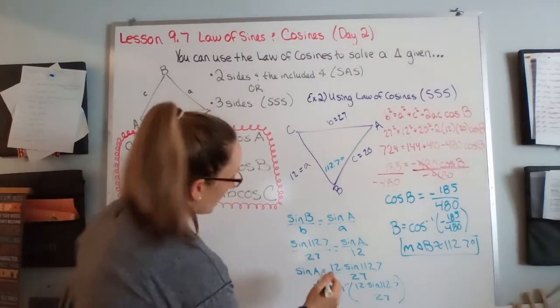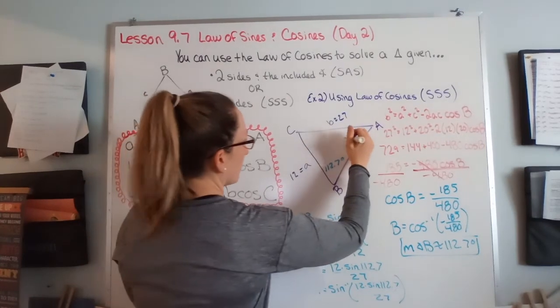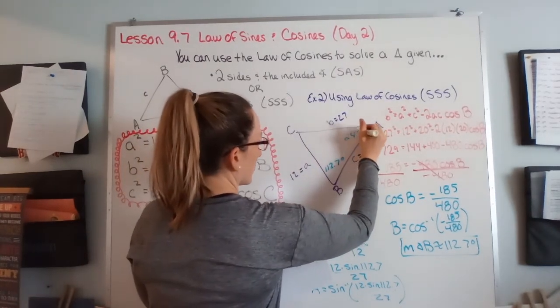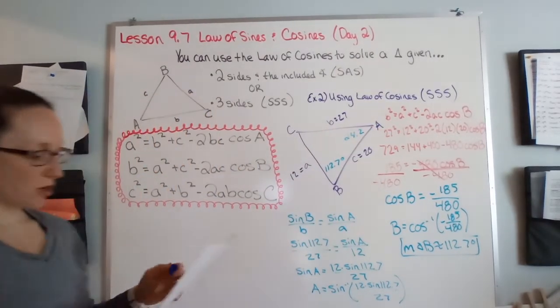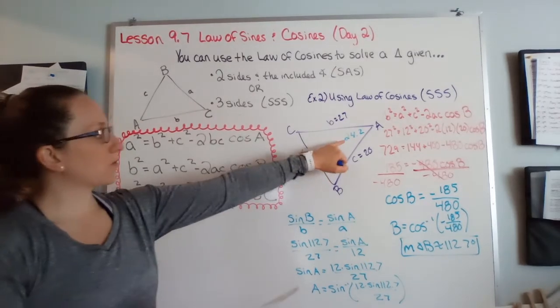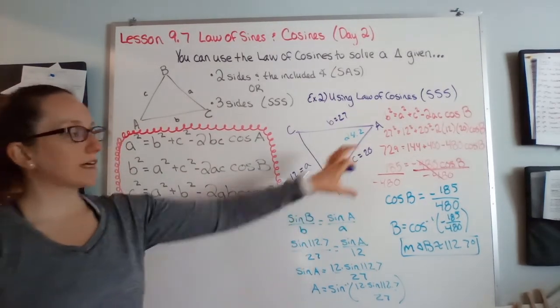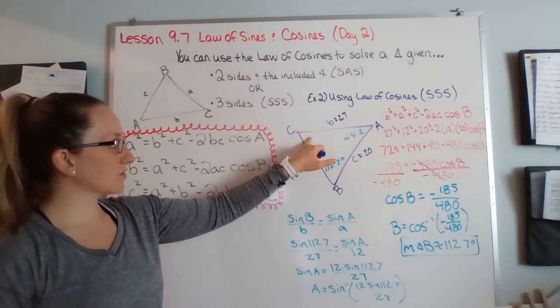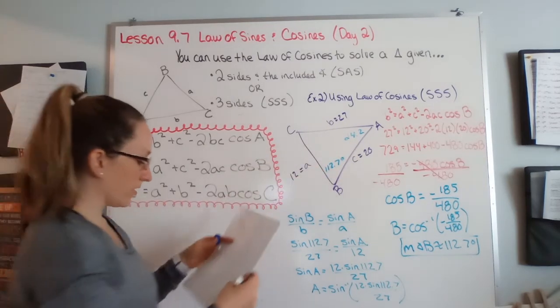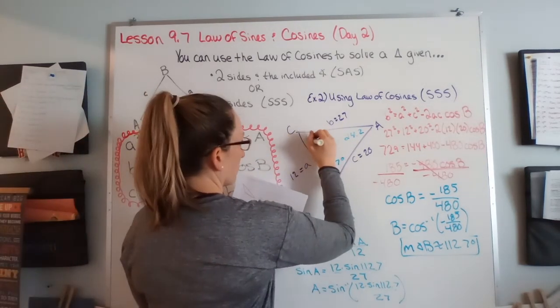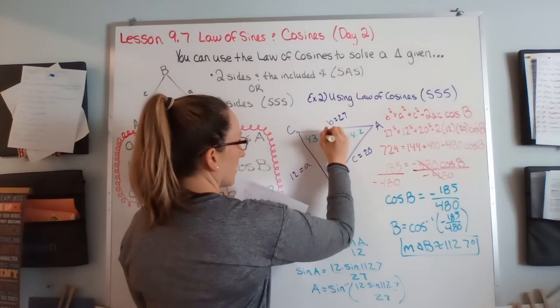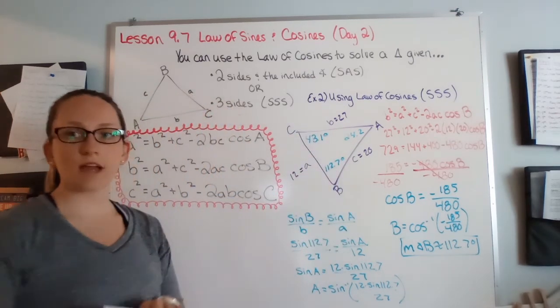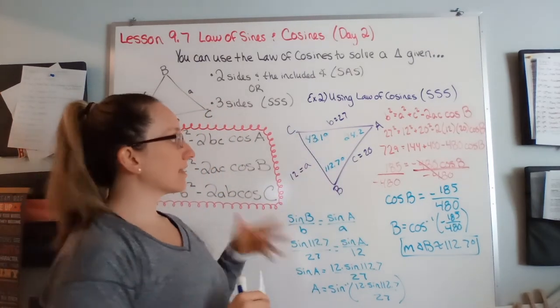All right, so A is about 24.2. And then once you know that A is approximately 24.2, instead of using the law of sines or cosines, the easiest way to solve for C is to add those and subtract from 180, and you get 43.1. And I'm done. As soon as you know all three angle measurements and all three side lengths, you're done.